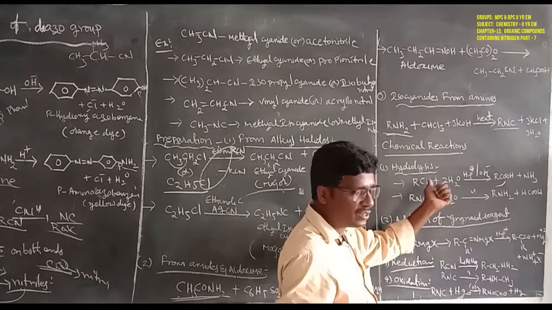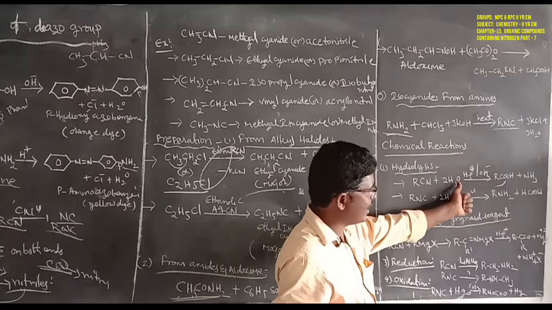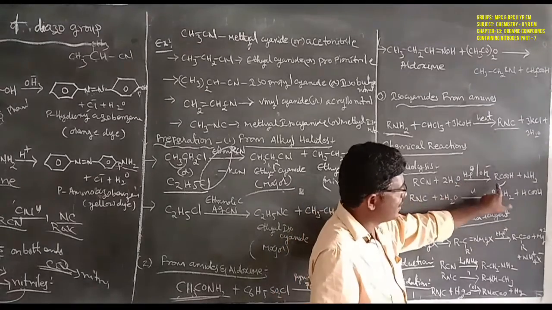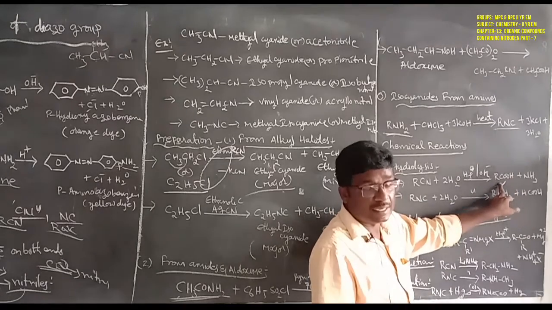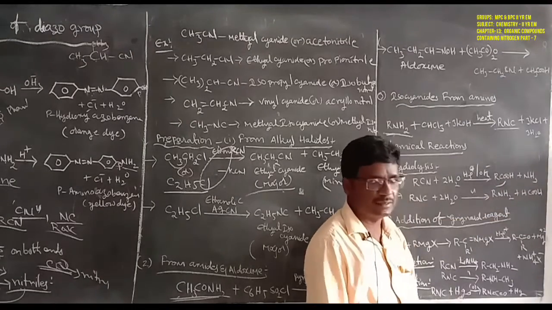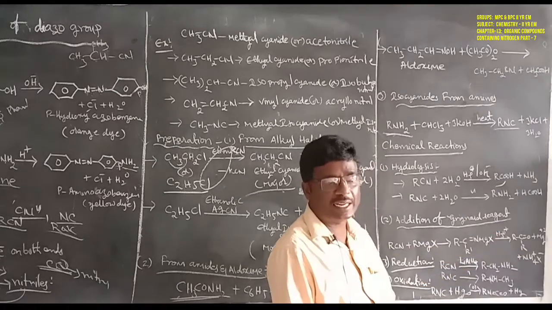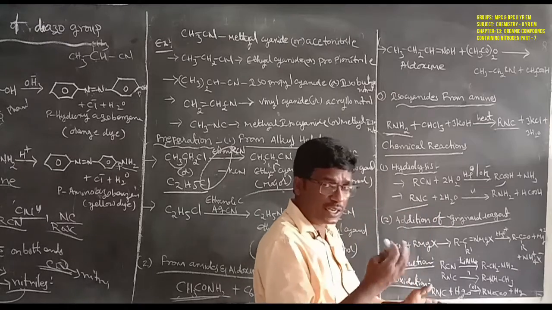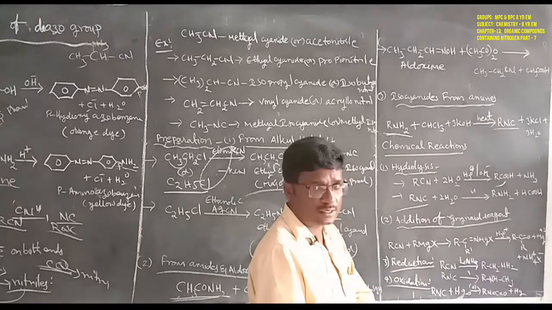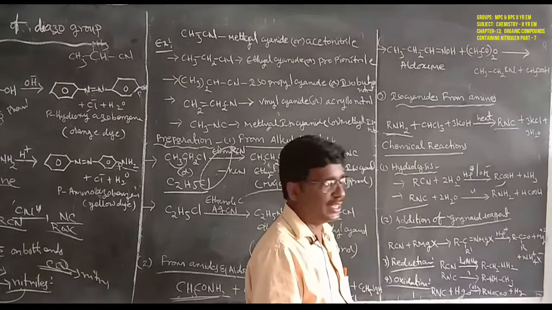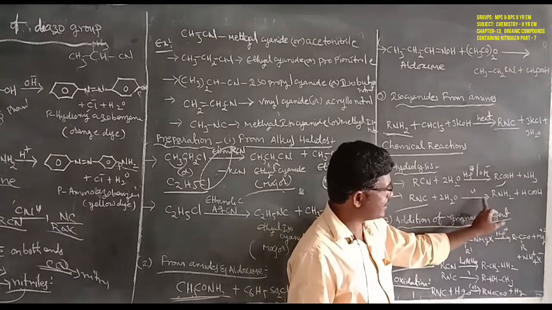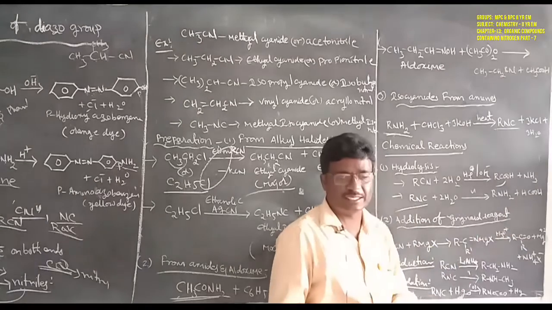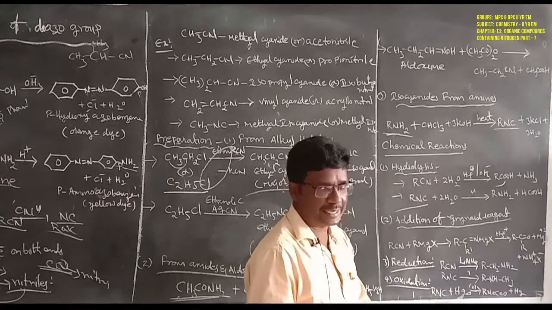Here the cyanide undergoes hydrolysis in the presence of hydronium ion or OH minus ion, then forms aliphatic carboxylic acid, R-COOH, and ammonia. Next, alkyl isocyanide undergoes hydrolysis in the presence of hydronium ion, then forms aliphatic primary amine and formic acid. That is the hydrolysis reaction.